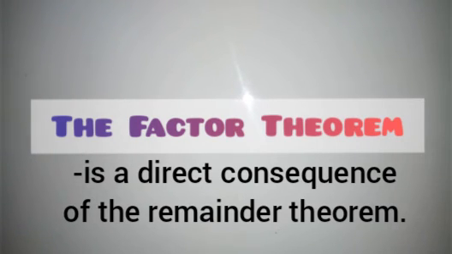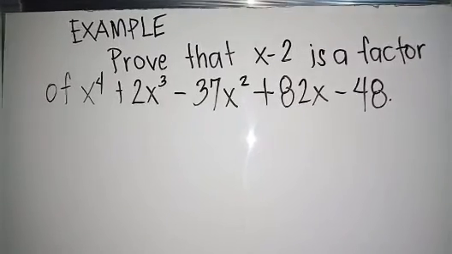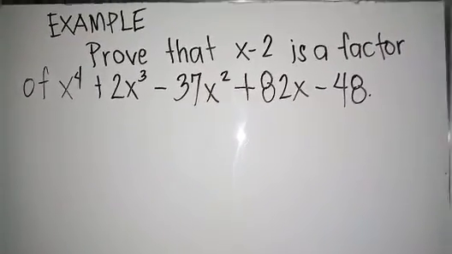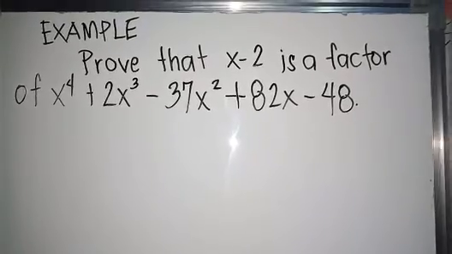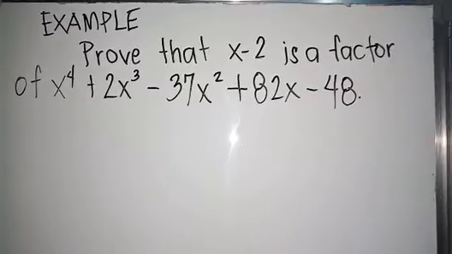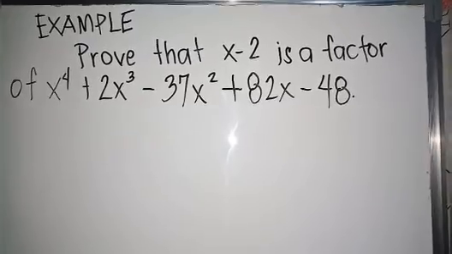Since the remainder theorem states that p of c is the remainder when p of x is divided by x minus c, then x minus c is a factor of p of x if p of c is equal to 0. For better understanding, let's have an example. So it says here, prove that x minus 2 is a factor of x raised to 4 plus 2x cubed minus 37x squared plus 82x minus 48.